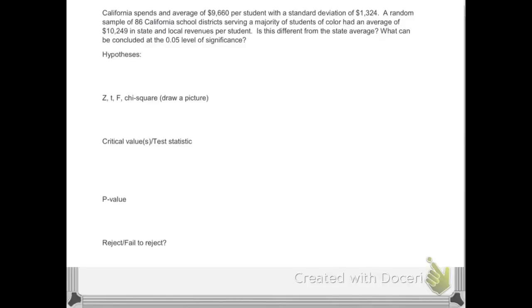All right, so let's go ahead and set up our hypotheses. And our null hypothesis, again, here we have an average. So I'm going to do something a little different. I'm going to change this from different to more, just to do a different example in our class here. So we're going to say, is the average $9,660 per student for these school districts that have a majority of students of color, or is it more? Is it more or is it not?